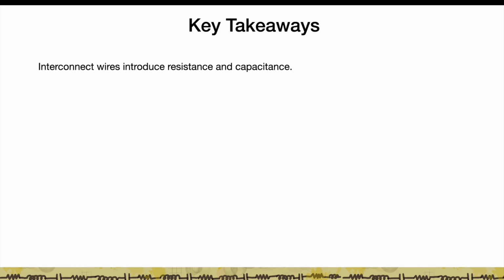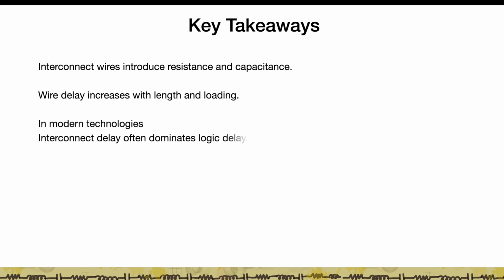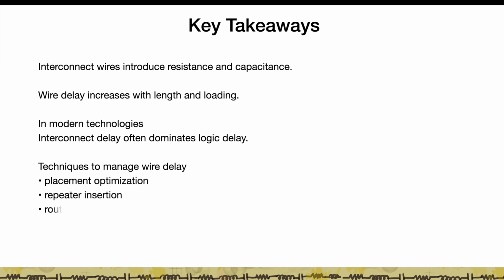So let's lock in the key ideas. Wires are not ideal. Every interconnect segment adds resistance and capacitance, and the signal pays a delay penalty to charge through that RC network. The longer the wire, the worse it gets. And because delay scales with length squared, long wires are disproportionately slow.